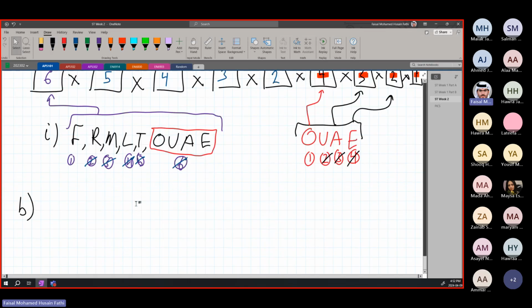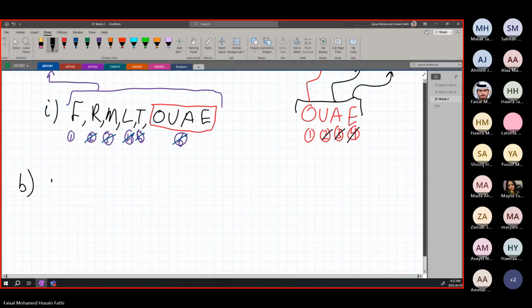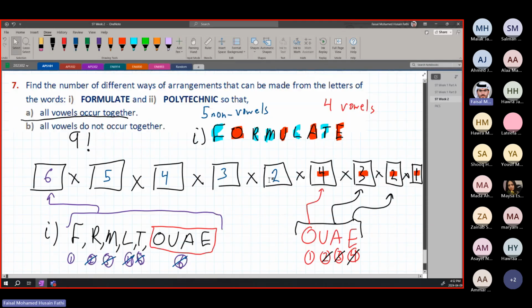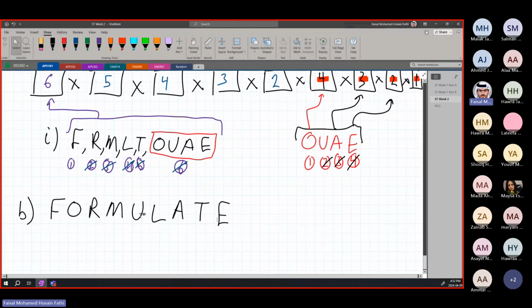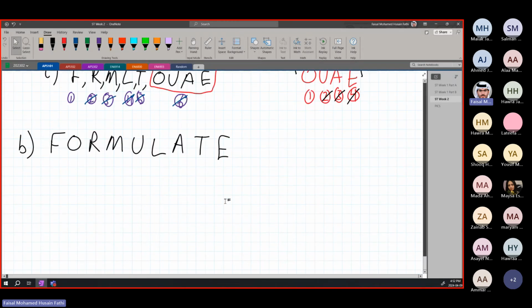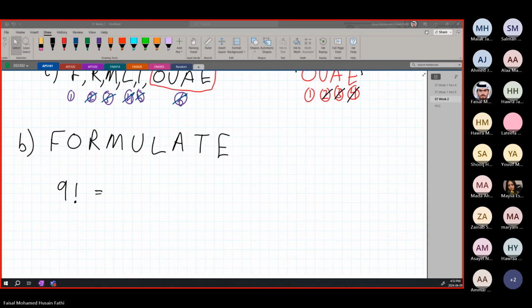For part B, they say that all the vowels do not occur together. So the vowels should not be next to each other in F, O, R, M, U, L, A, T, E. So they wanted something like this, where the vowels are not next to each other. Remember, we have 9 boxes, right? So if we want to find the total number of combinations, it's just going to be 9 factorial. Right? It's going to be 9 factorial. All right?